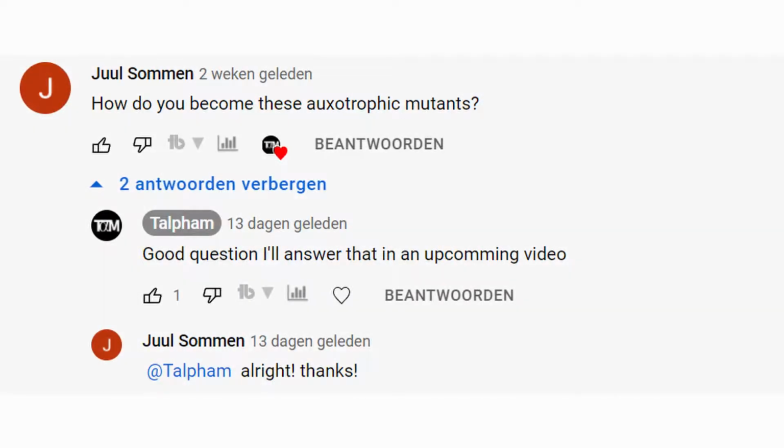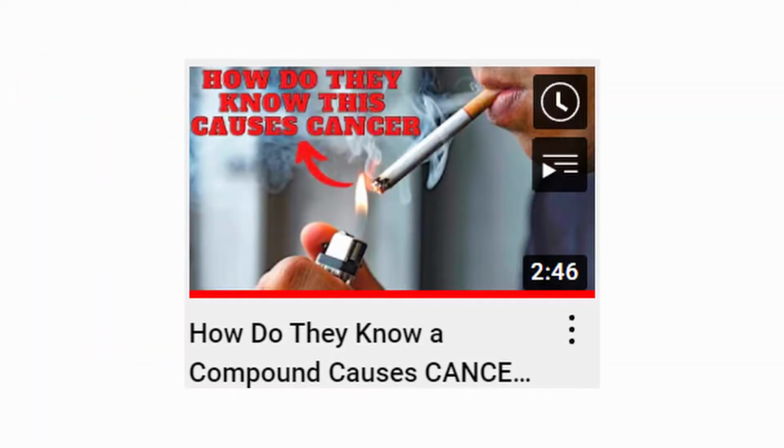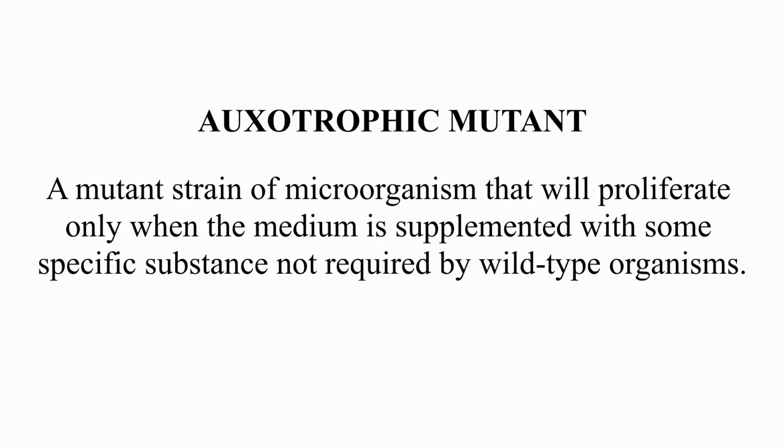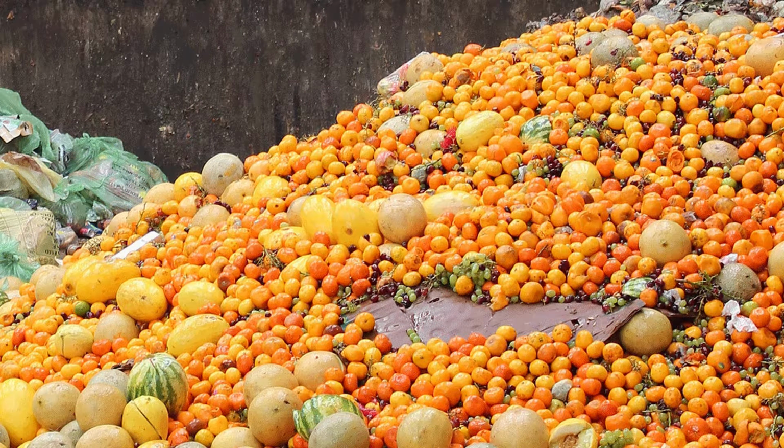There was a question on one of my previous videos about how auxotrophic mutants are obtained. And in that video I explained how these auxotrophic mutants are used to figure out if a compound has carcinogenic properties or not. And in this video I'll take a closer look at this and explain how these auxotrophic mutants are used for the overproduction of your food or certain compounds.